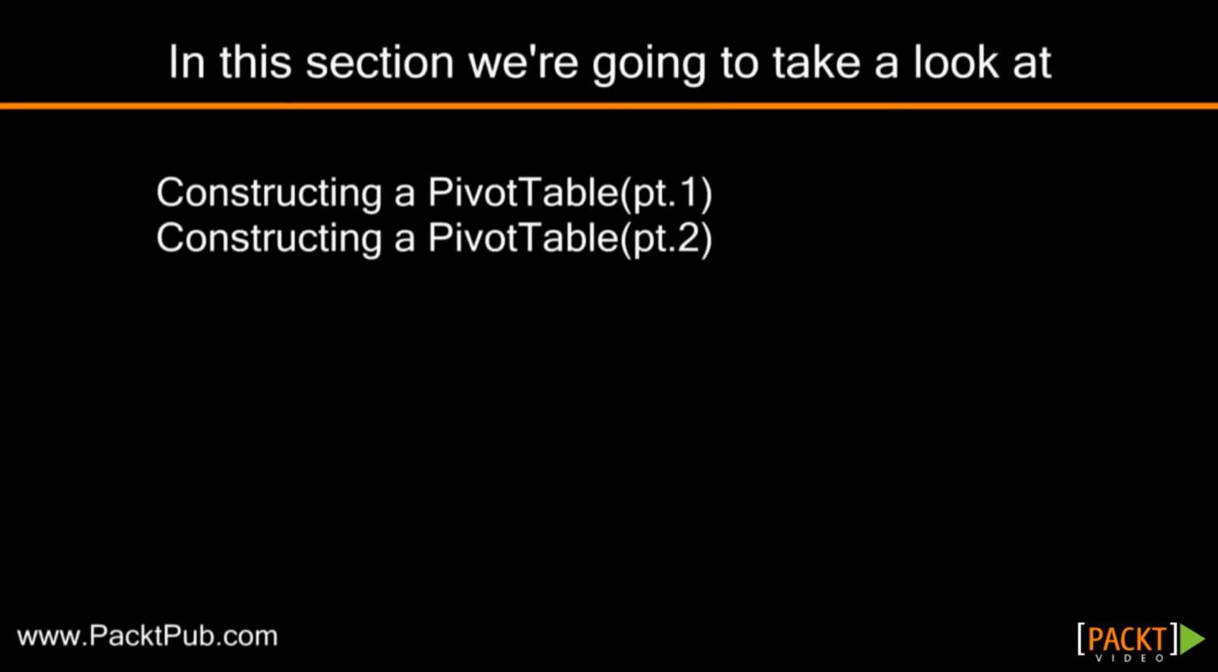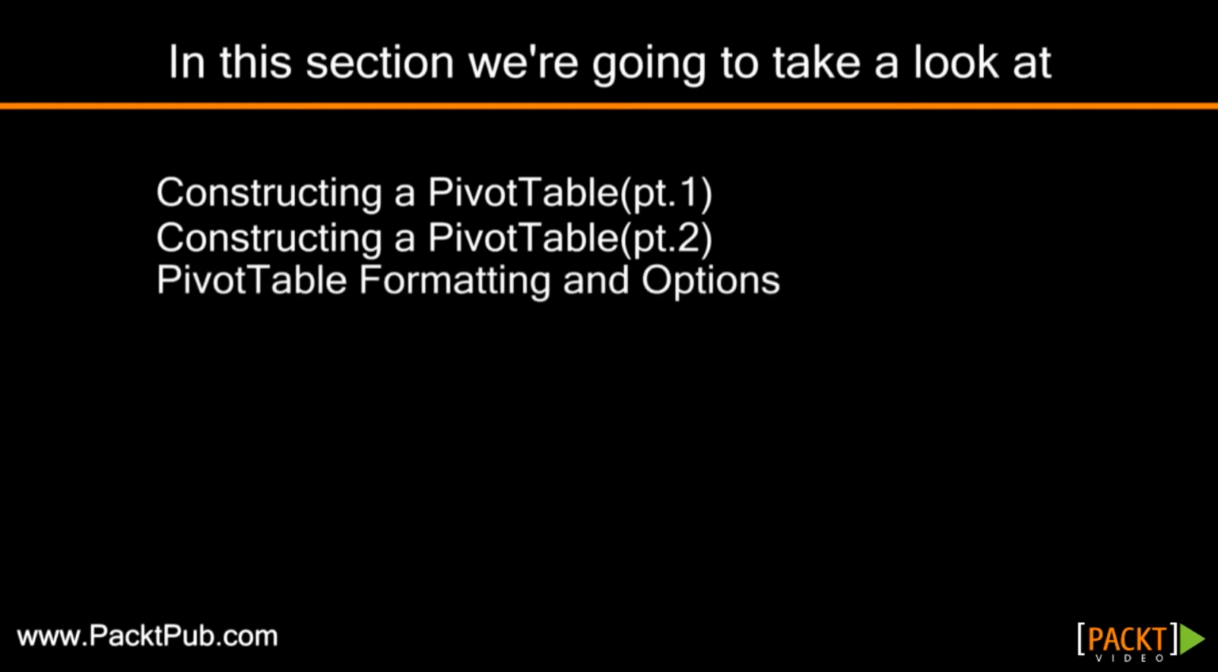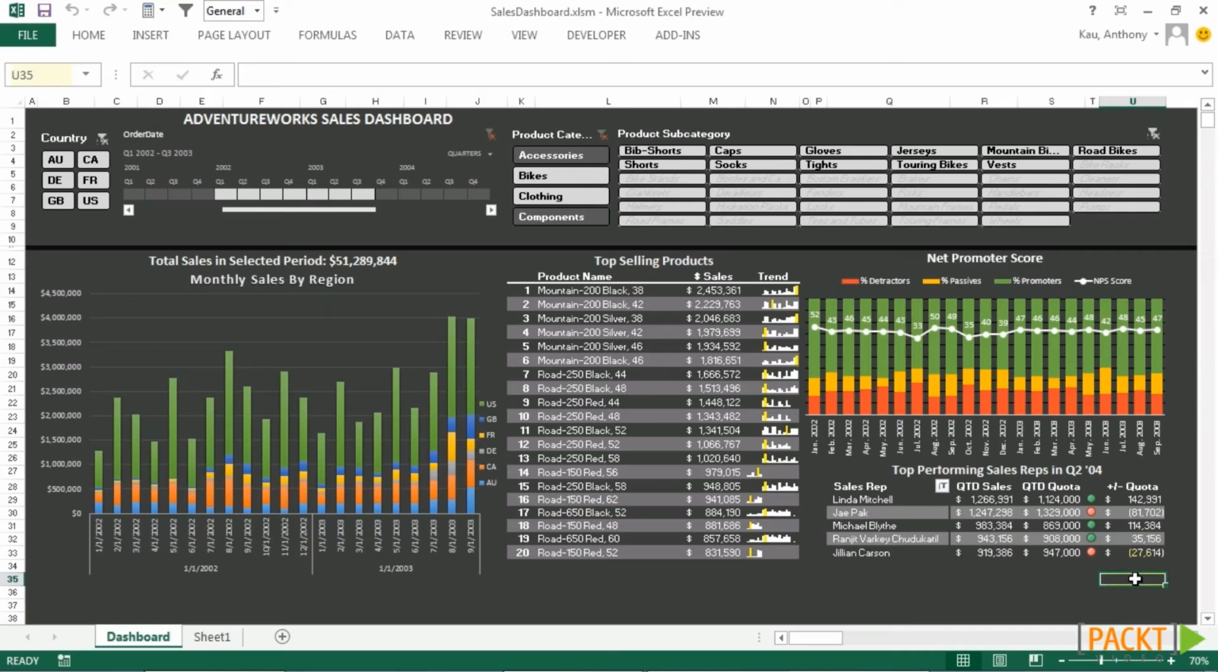In the last two videos, we looked at how to build out our pivot tables. Now we're going to take a look at formatting and options. The pivot table we'll be customizing in this video is the top performing sales reps table. We generated the data last video, and now we'll be making it look similar to this.